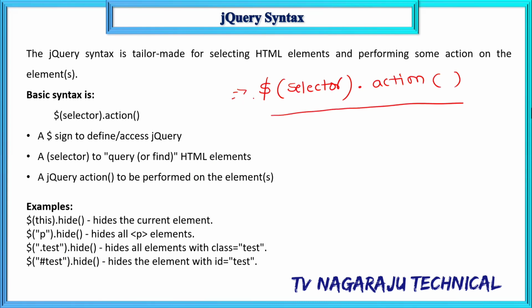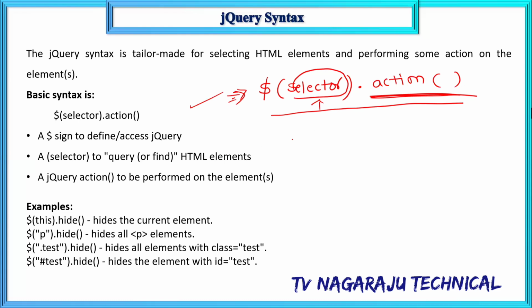Now understand the meaning. Dollar is jQuery. The selector finds the HTML element. On this HTML element, you are performing this operation. This single line specifies this much.